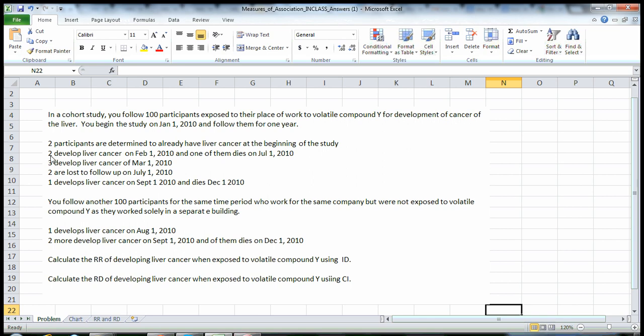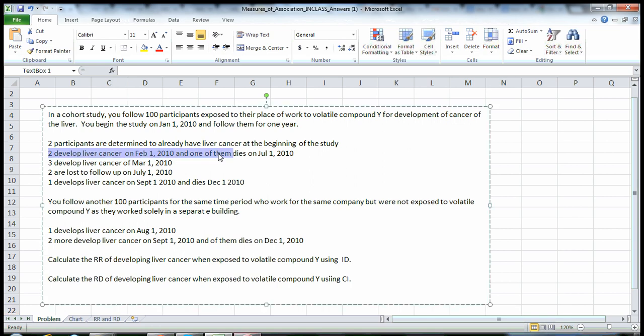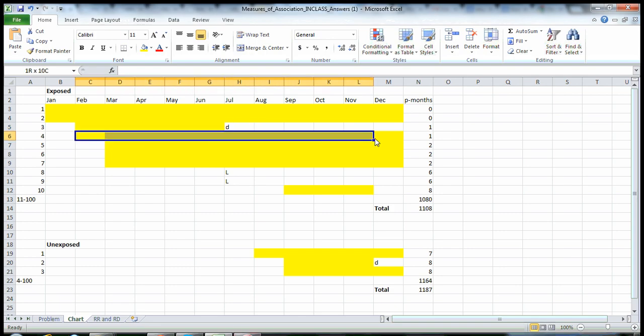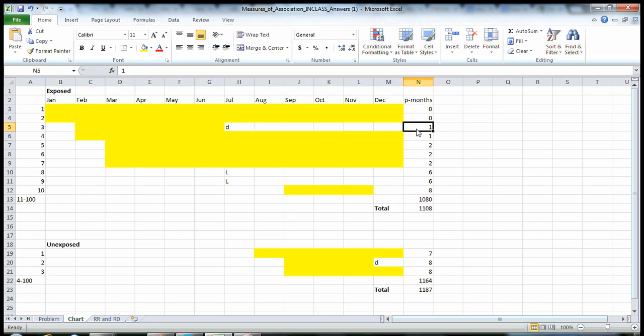Next, we've got 2 people who develop liver cancer on February 1st, and one of them dies on July 10th. So we've got our 2 people who develop it on February 1st. Here we've got our one who dies on July 10th, and the other one is there for the entire study. They each contribute 1 person month.